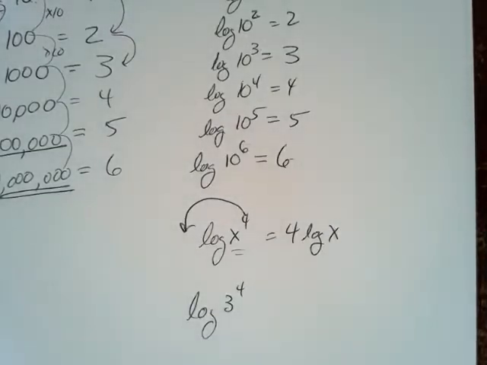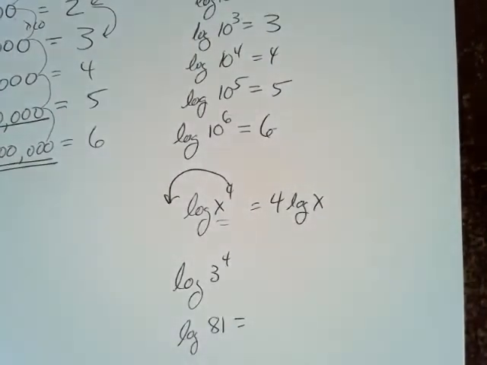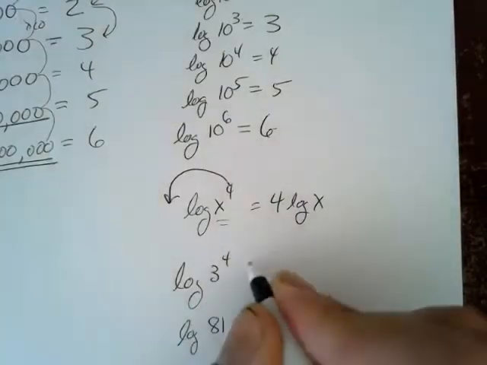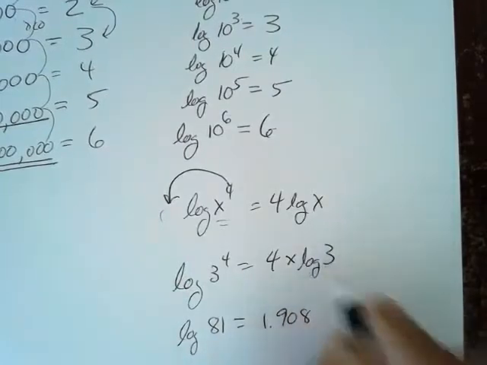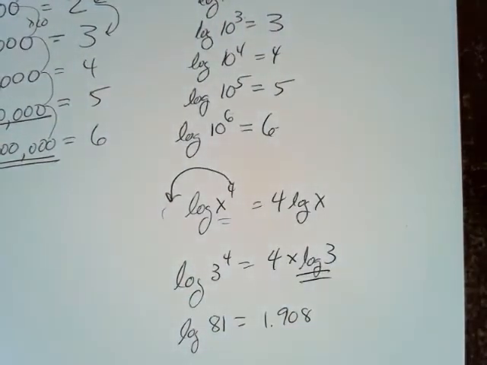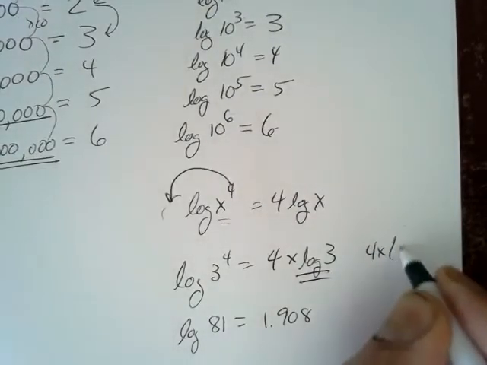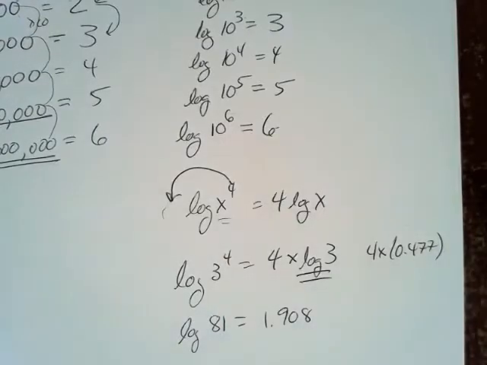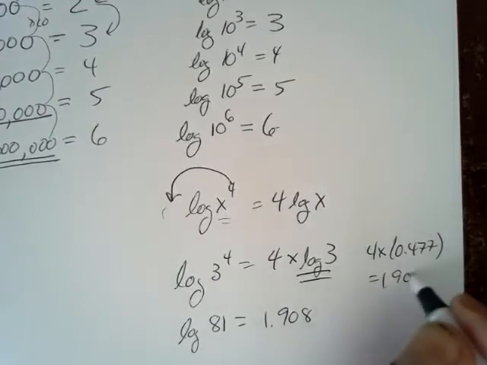If we take 3 raised to the 4th power, I'd encourage you to do this on your calculator. You would get 81. And if we take the logarithm of 81, we get 1.908. Now, we could also follow this operation, which said this is going to be 4 times the log of 3. So if we calculate the log of 3, so go ahead and do that on your calculator, we end up with 4 times 0.477. So we take 0.477, multiply by 4, and sure enough, we get 1.908.